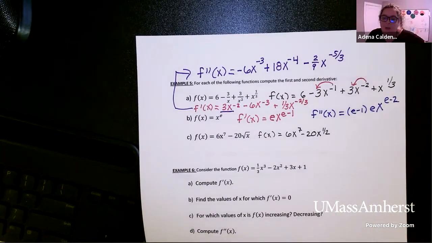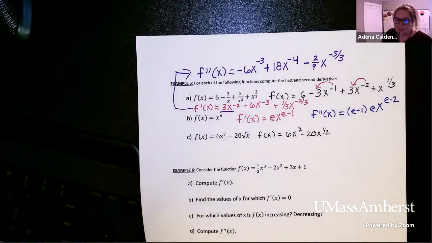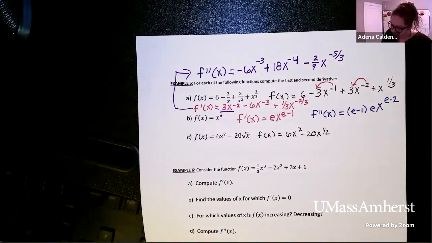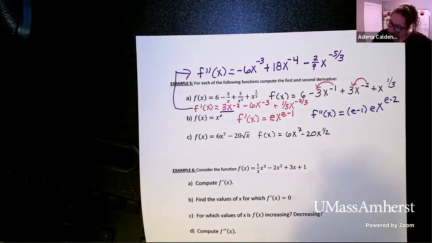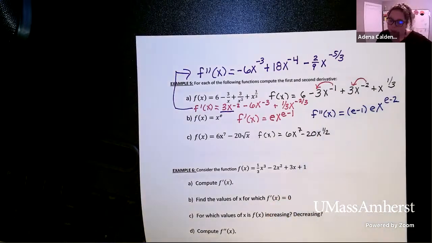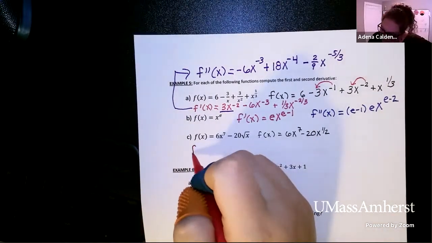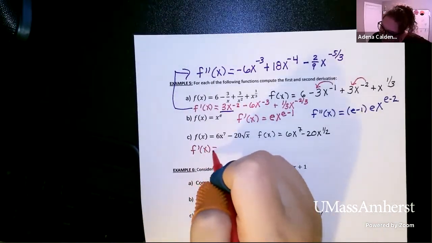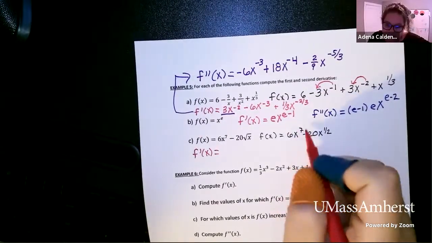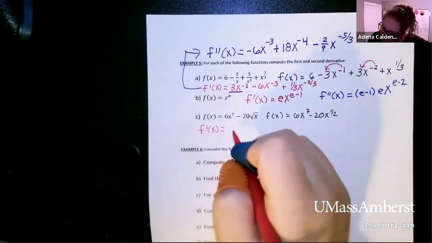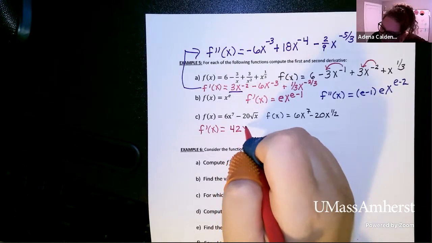For part C, we have f of x equals 6x to the 7th minus 20x to the 1/2. So I rewrote it as the 1/2 power. So my first derivative here, I'm going to start with my 6x to the 7th. So the 7 comes down, I get 42x.